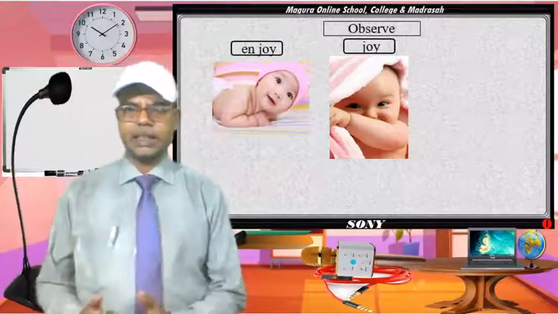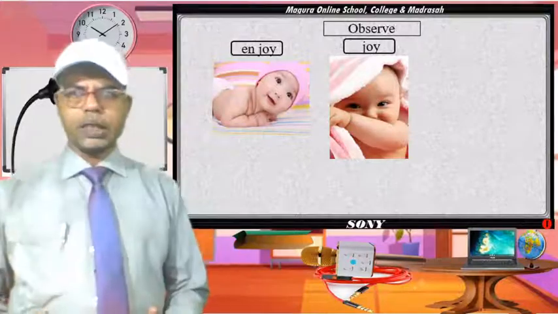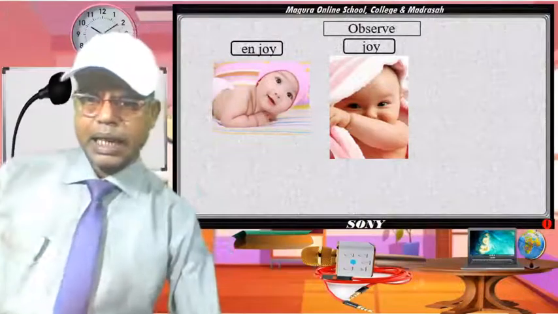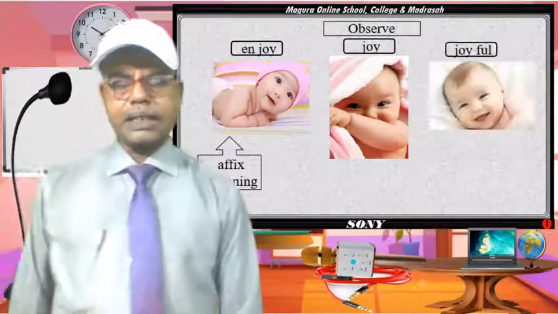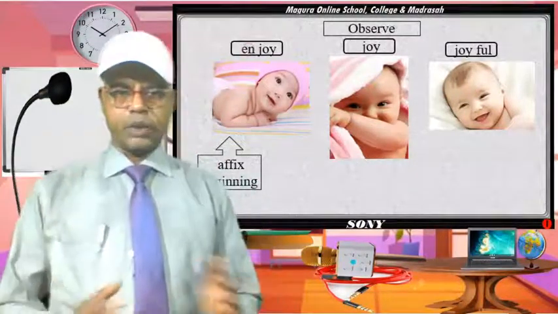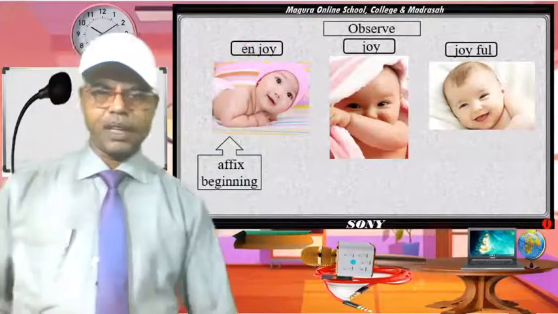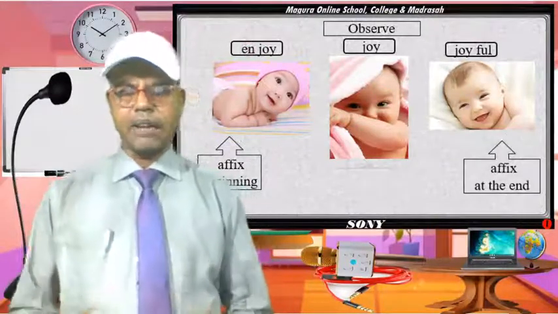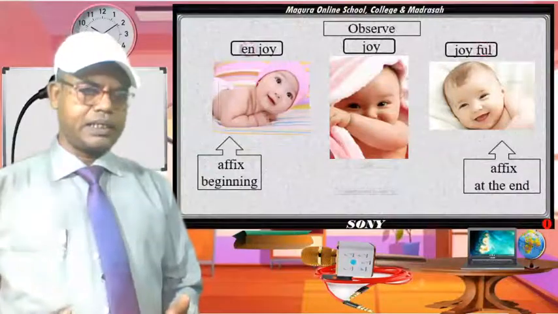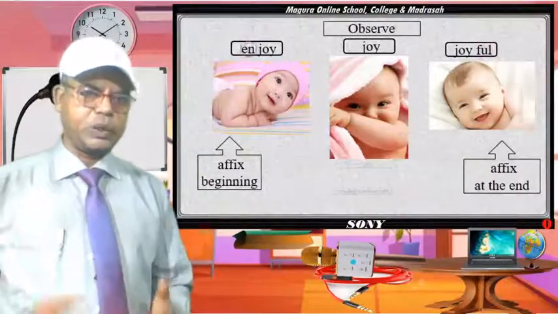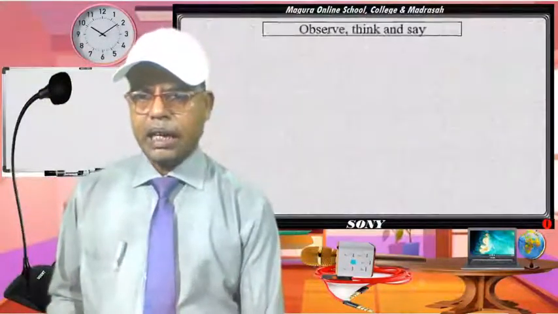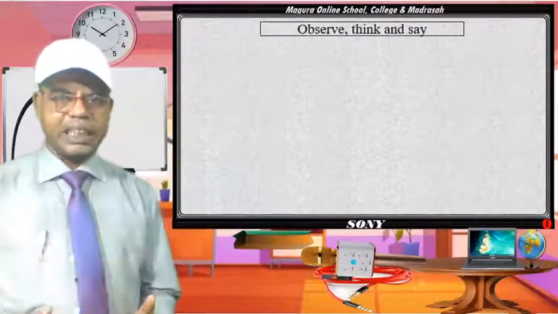Then at the left side, you see with the root word, an is added. So, this is an affix. At the right hand, you see joyful. With the root word joy, full is added. So, full is also an affix at the end. So, affix means to add something. Okay. Now, observe, think and say.